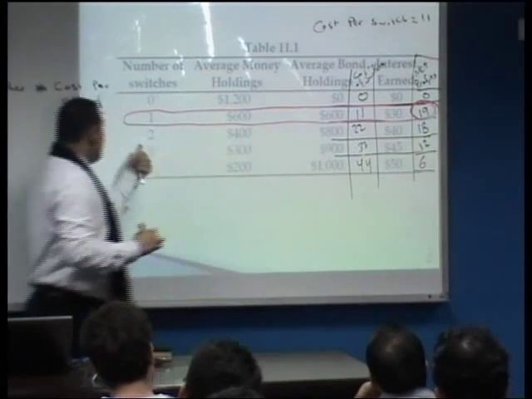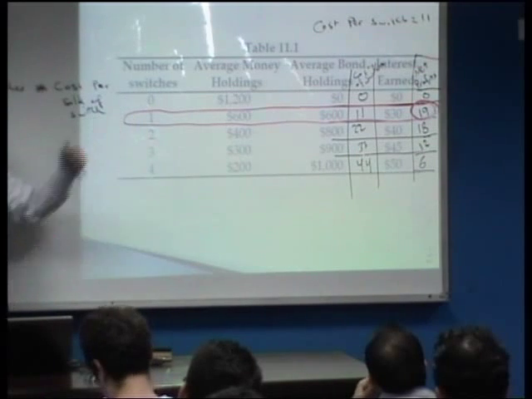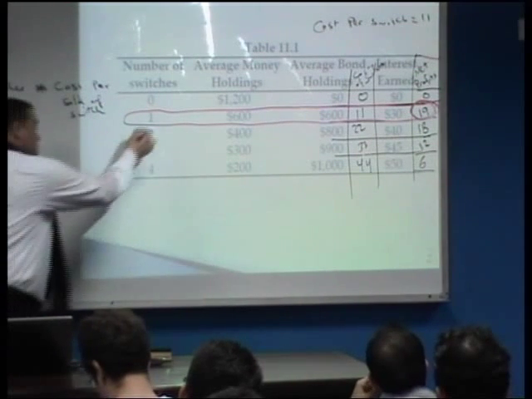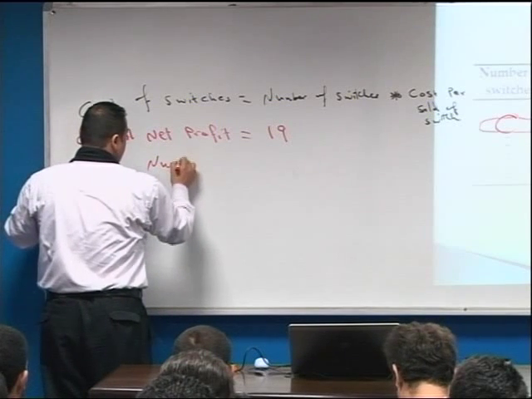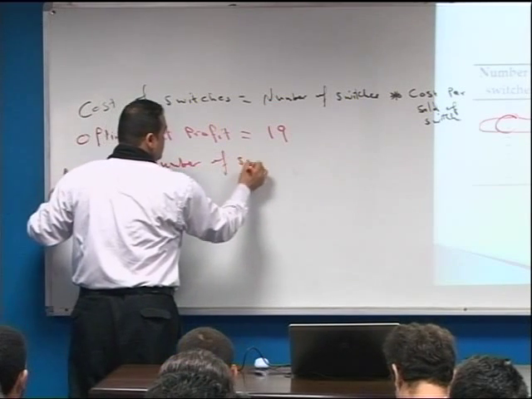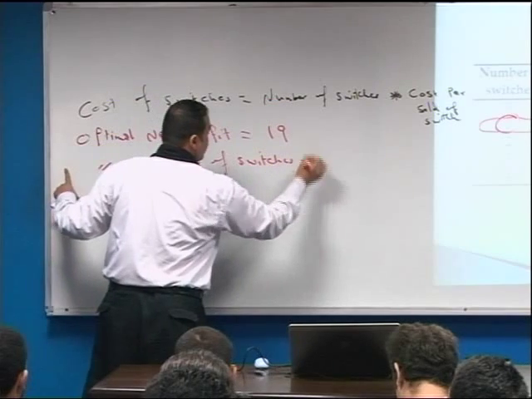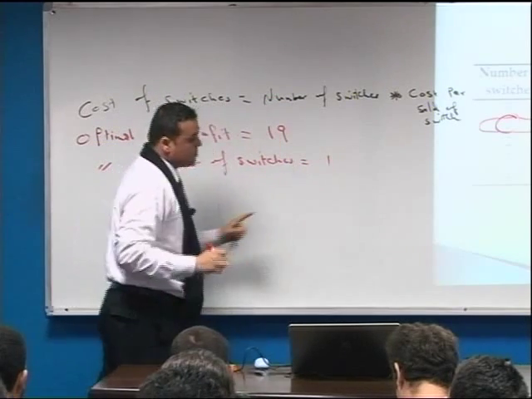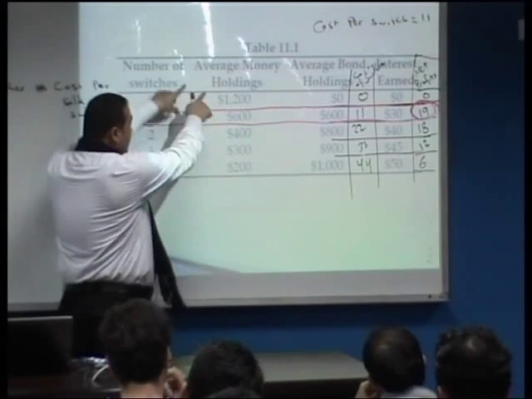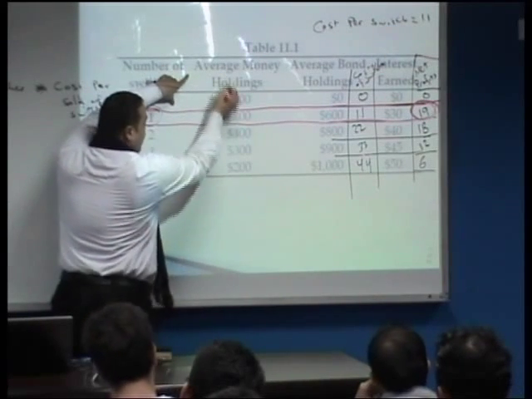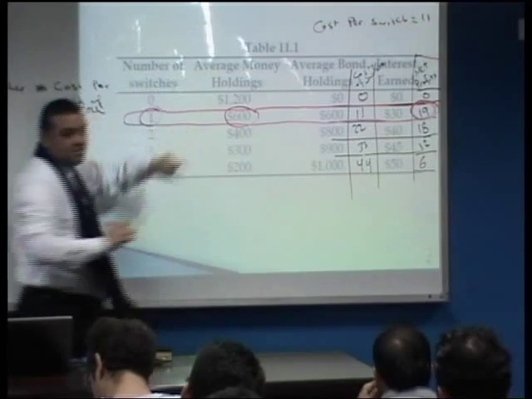Okay. The optimal number of switches equals how much? 1. Yes. So the optimal number of switches equals 1. Exactly, which is how much? 600. So the optimal average money holding equals 600.